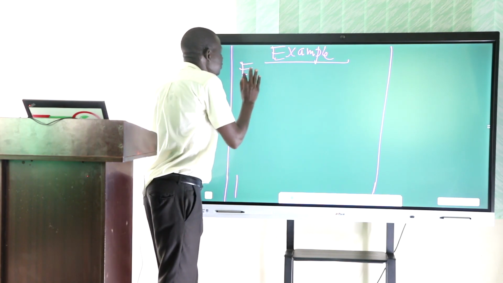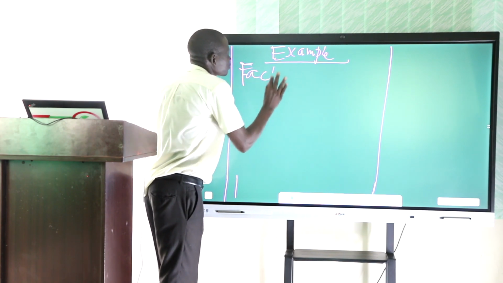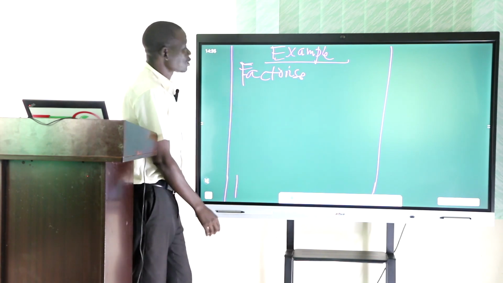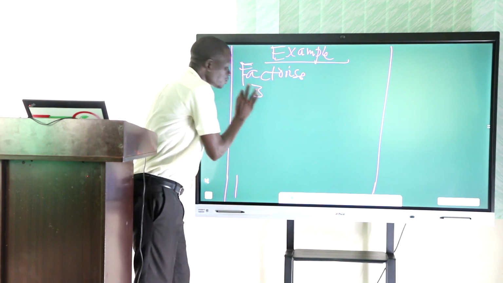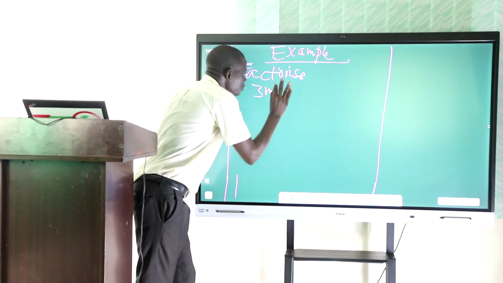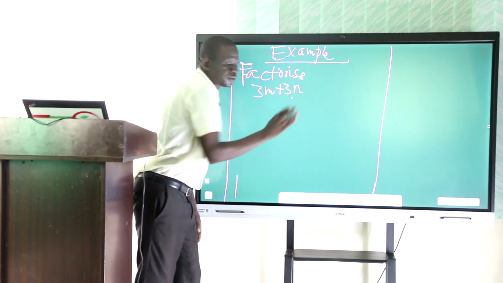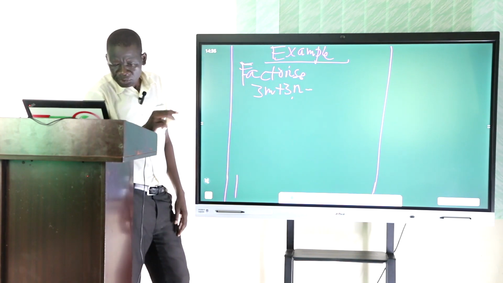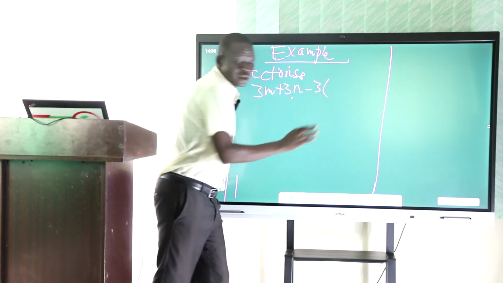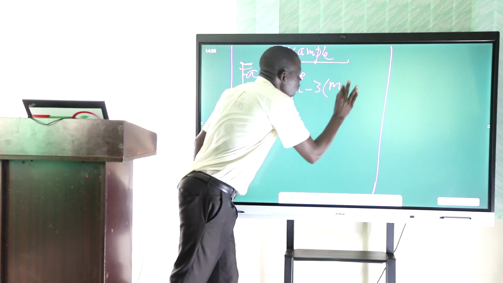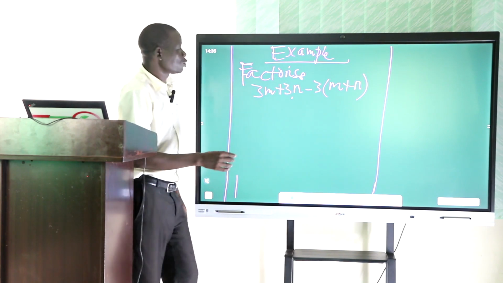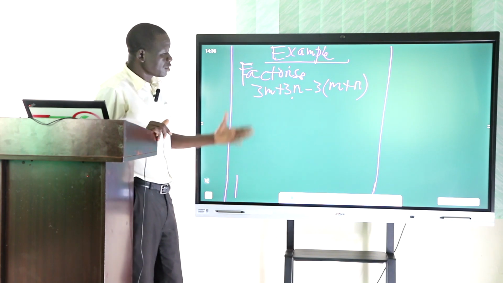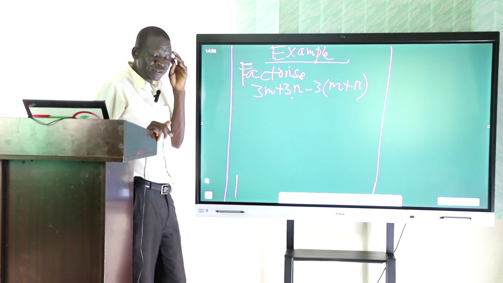The question is factorize 3m plus 3n minus 3 into m plus n. We want to factorize such an expression. So we said that to factorize an expression, we have to write it in terms of its factors.